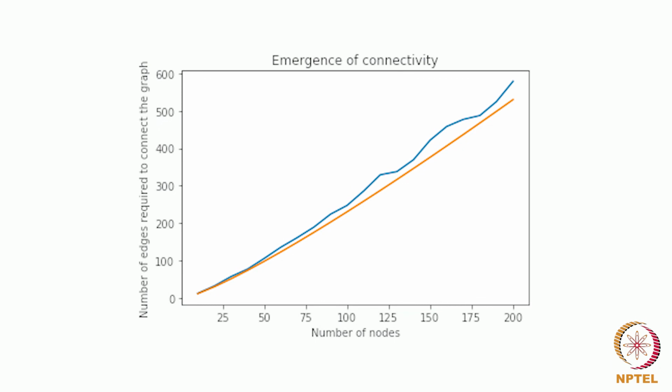Here you can see that both the curves come very close to each other, establishing the fact that it is essentially n log n by 2 number of edges, almost of the order of n log n, which are required to make our graph connected, hence satisfying our previous claim.